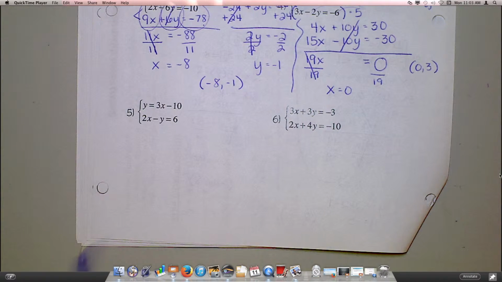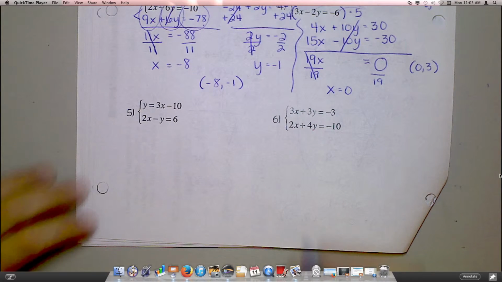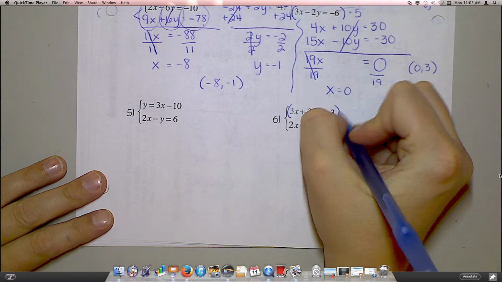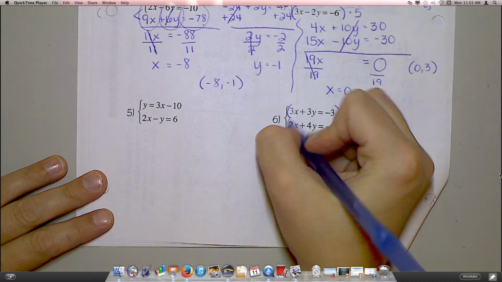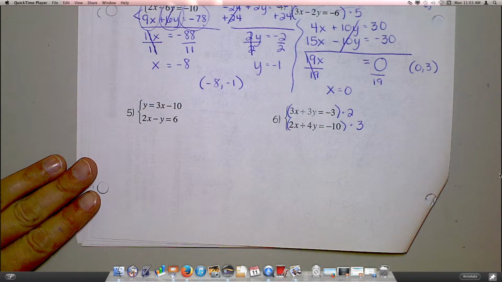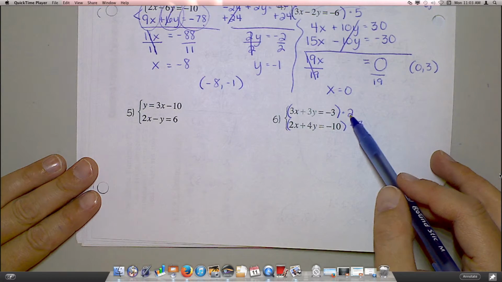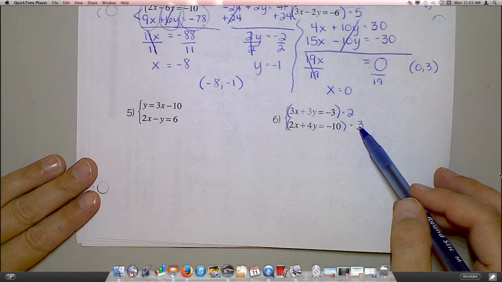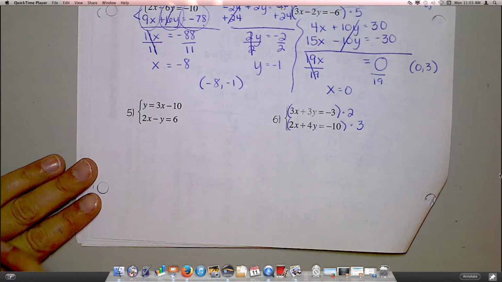We're going to change the x's. What do 3 and 2 both turn into? 6. So what do I multiply the top by? 2. And the bottom? Negative 3. Okay, 3 to make it a 6, but then why are some of us saying negative? If I just multiply by 2 and 3, aren't I going to get a 6 and a 6? Are 6 and 6 going to cancel out?